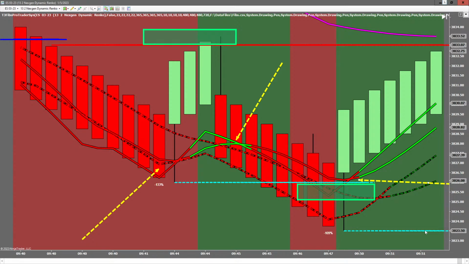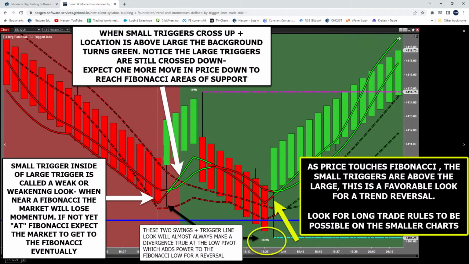Now, that lesson is in the material, but I don't think everybody gets it. Have you guys noticed? I'm sure if you've been here a long time, you've noticed it, but if you're newer, this is a very, very important lesson: the small triggers relative to the large triggers. You can anticipate support or resistance having a higher chance of holding based on this pattern.